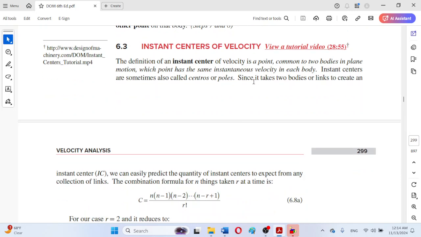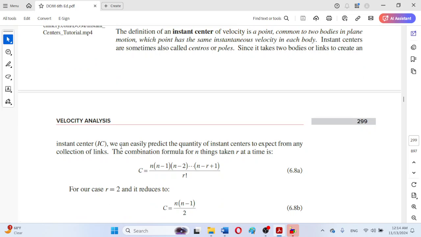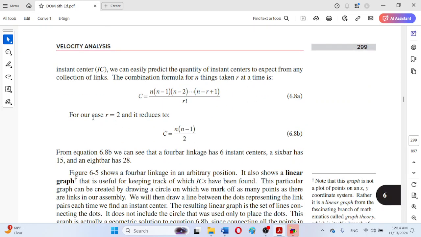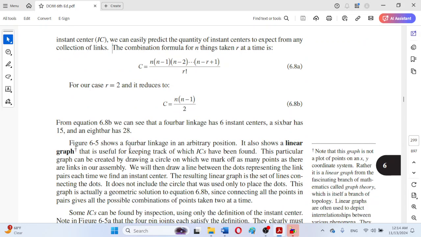Since it takes two bodies or links to create an instant center, we can easily predict the quantity of instant centers to expect from any collection of links. The combination formula for n things taken r at a time is written here, and for our case r is equal to 2. The formula simplifies to C equals n times (n minus 1) divided by 2.